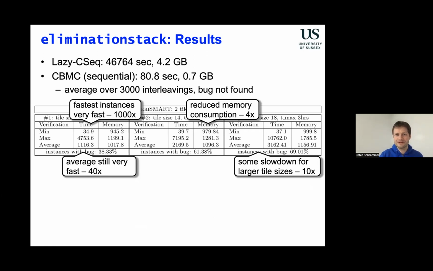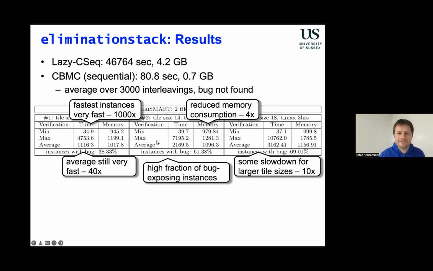Memory consumption goes down. And for this benchmark here, it's interesting to see that the bug is actually not that rare when we use the tiling approach. Here, 40% of the selected tiles actually exhibit the bug. And the percentage increases the larger the tiles, because there are more behaviors in a single instance.